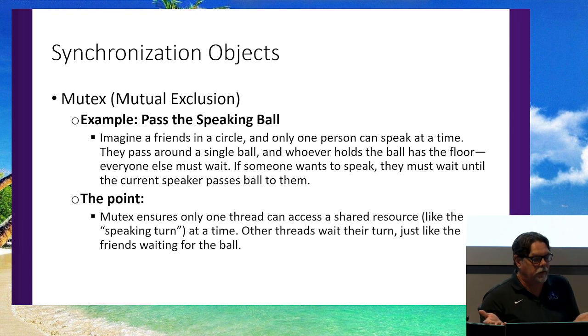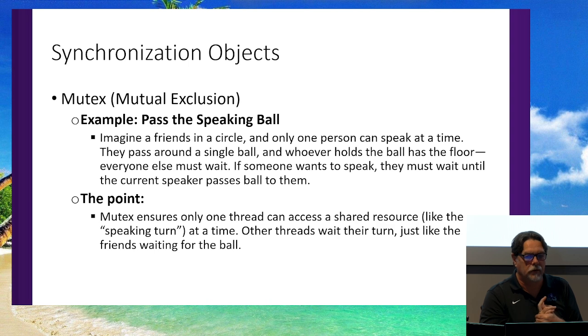Well, that's an example of a mutex. Mutex for mutually exclusive. Only one person is able to speak at a time, and the resource is the little bunny or the ball, and that's the object being used to synchronize access to being able to speak. So, mutex ensures only one thread can access that shared resource, the ability to speak in this case, at a time. All the other threads, everybody else in the circle, has to wait until it's their turn, which is denoted by them having the object.